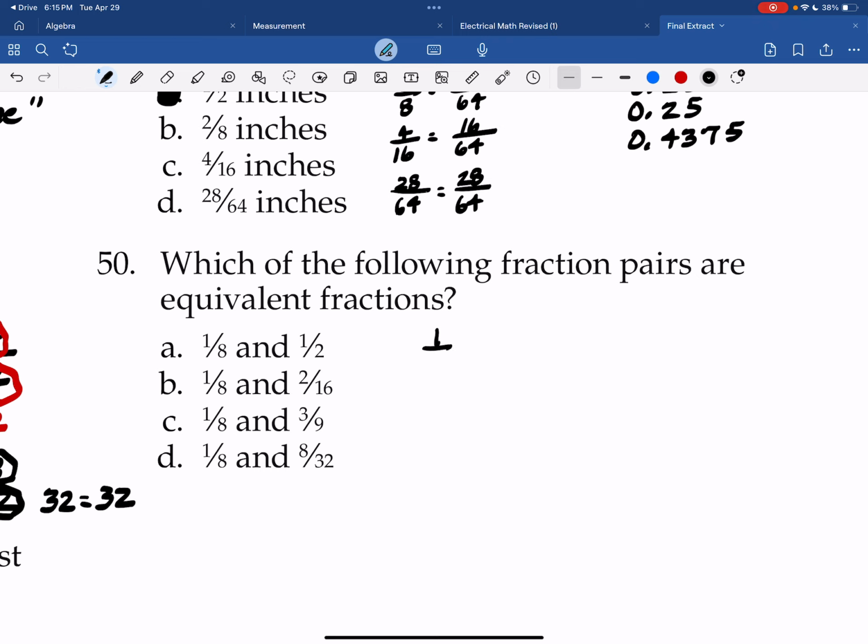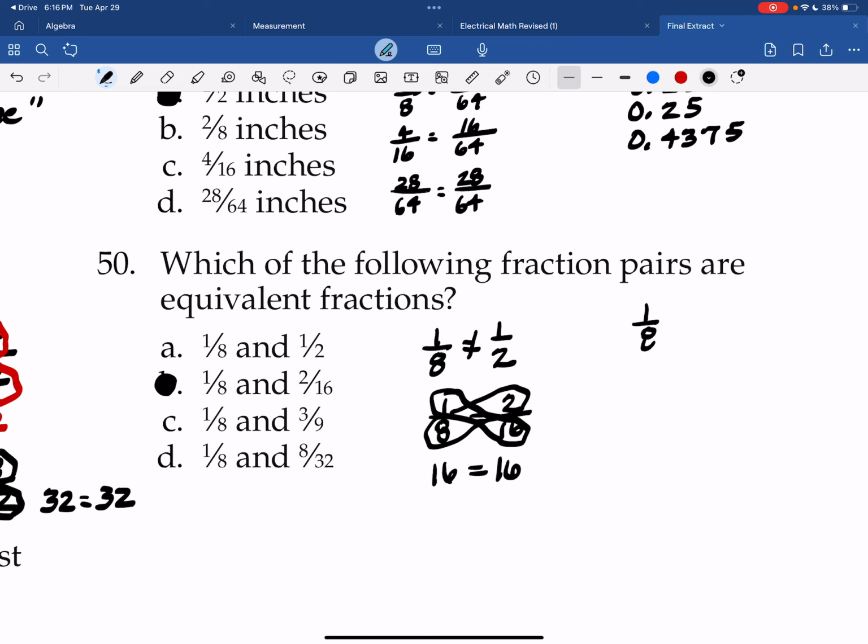Another test of equivalency. Which of the following fraction pairs are equivalent fractions? I know it's not this one. Same number on top would mean same number on bottom. 1/8 and 2/16. I like this one because 2/16 would reduce to 1/8. I could also show you that 8 times 2 is 16, and so is 1 times 16. So that's the answer.